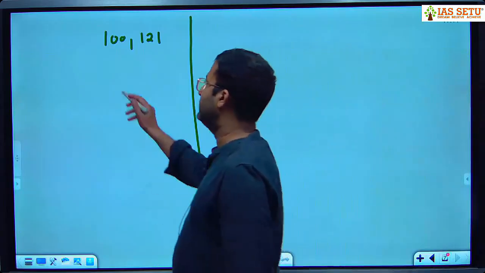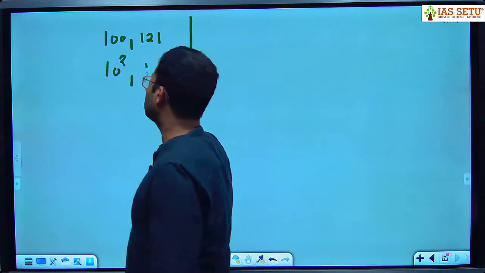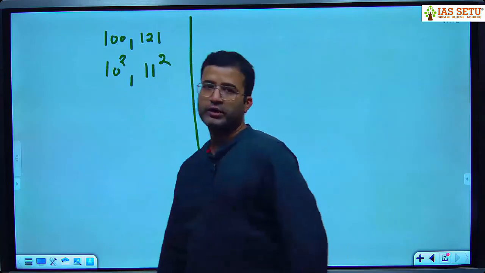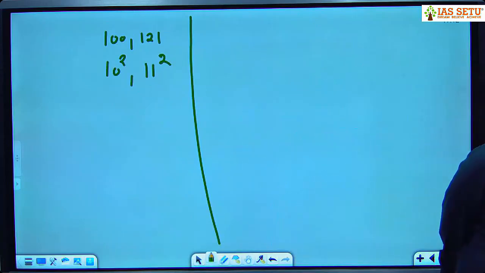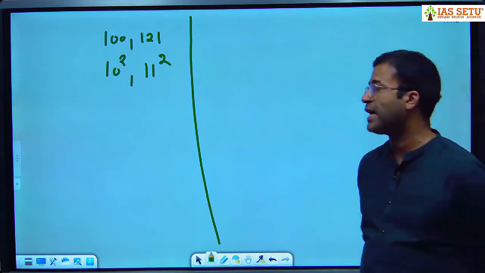What is 100? 10 square. What is 121? 11 square. And 10 and 11 are co-prime? Yes, because these are two consecutive natural numbers. So 10 square and 11 square have to be co-prime.